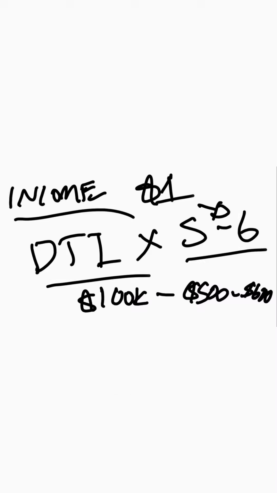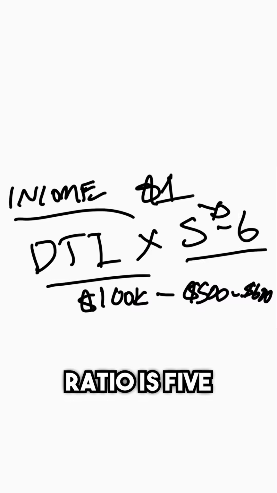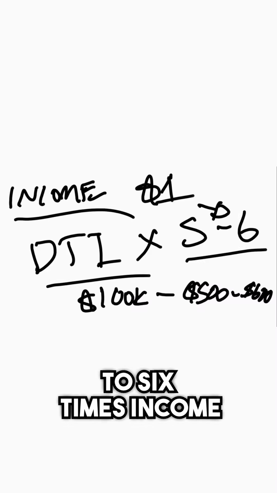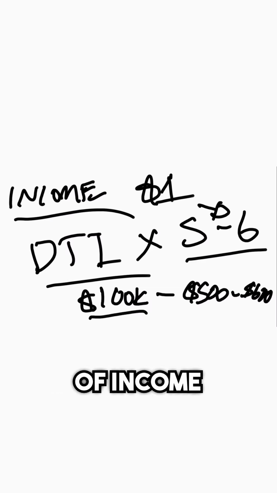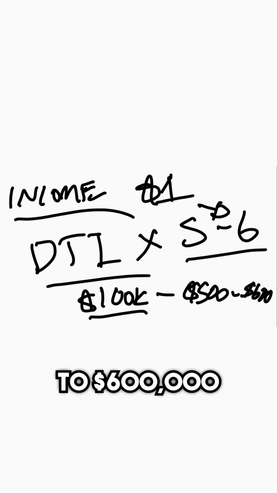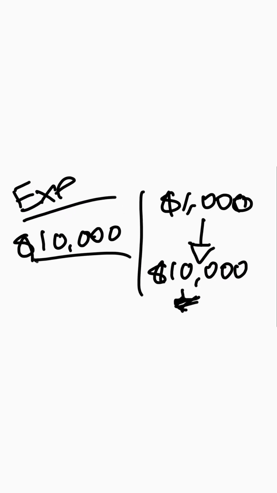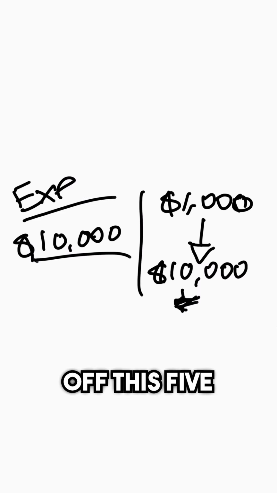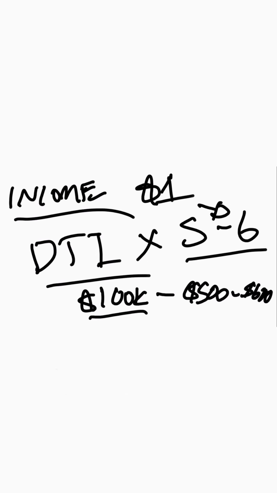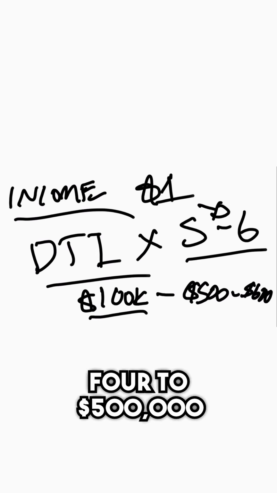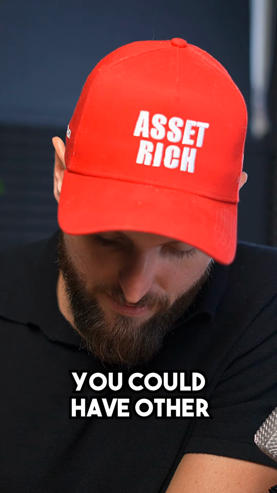So if we go back here and we go, well, the debt to income ratio is 5 to 6 times income. So we have $100,000 of income, which gives us $500,000 to $600,000 in debt. But we also have a $10,000 credit card. That means we're going to take $100,000 off this $500,000 to $600,000. So now we can probably only borrow $400,000 to $500,000. You could have other things in there.